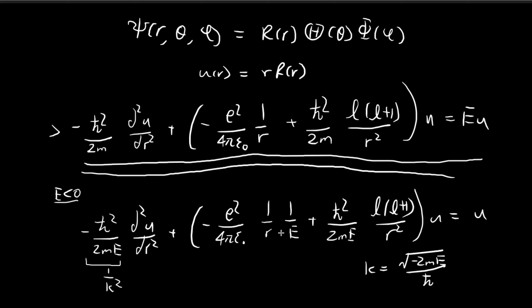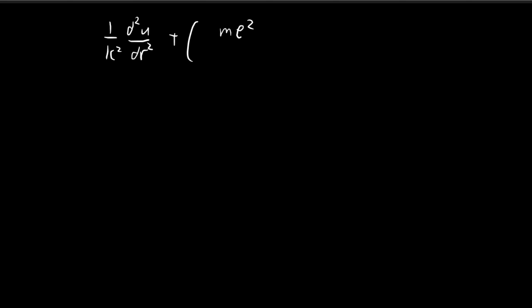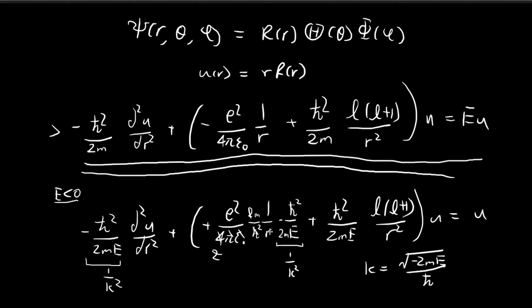For this next term, I'm going to multiply the denominator by 2m and the numerator by h bar squared. Then I'm going to compensate for these two extra terms by multiplying the numerator by 2m and the denominator by h bar squared. If I put the negative sign over here, you can see that this is also 1 over k squared. We can also simplify this: the 2 and 4 cancel out. So in the end, what we get here is me squared divided by 2 pi epsilon h bar squared, and then we also have an r, and then we have 1 over k squared.